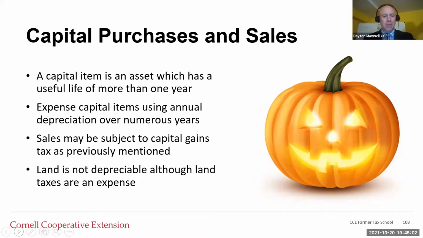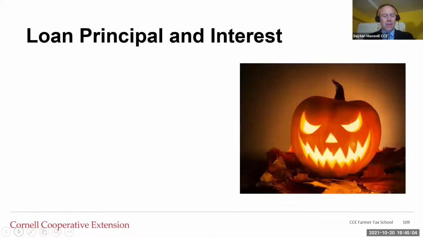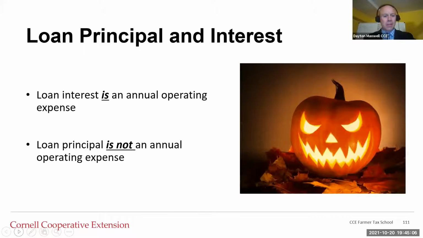So, all right. Loan principal and interest, and this is an interesting one. I like to call interest the rental fee for using somebody else's money. So if you're paying interest to use somebody else's money, you are able to expense that as an operating expense. However, the principal portion is not an annual operating expense.